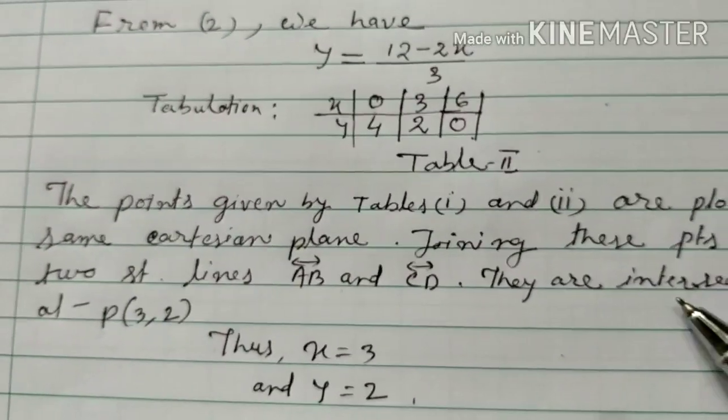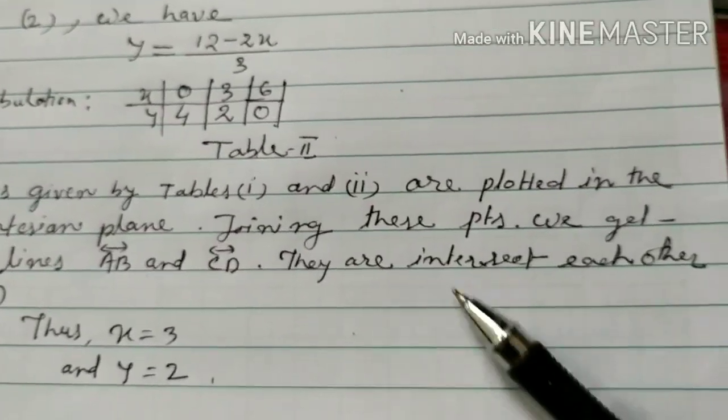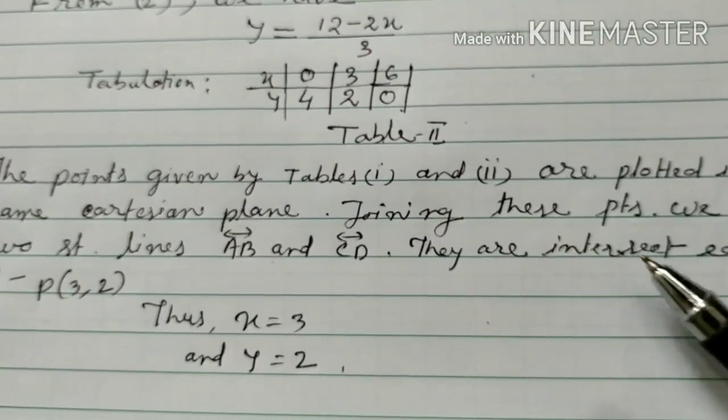And then, if they intersect or are parallel: AB and CD, I believe that they are parallel to each other. So the system of equations has no solution.